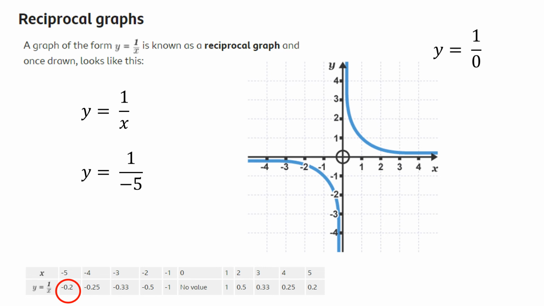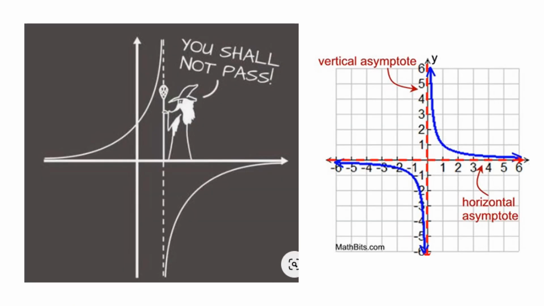So the value at x equals 0 is undefined, and this is why the graph never touches the y-axis or the x-axis. It gets close to it, but it never actually touches. So there you can see the y-axis and the x-axis, and the graph never touches them. Those lines that the reciprocal graph will never touch are called asymptotes. You don't need to know that word for now, but you will probably learn it next year. So it is here just for interest's sake.